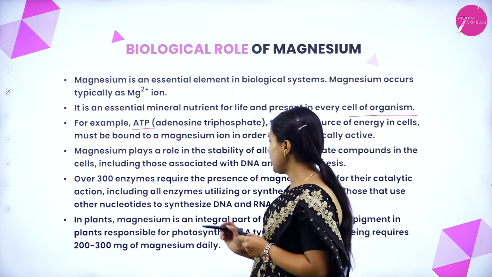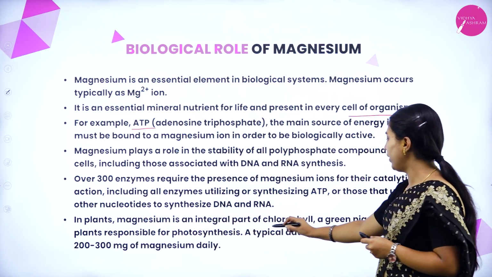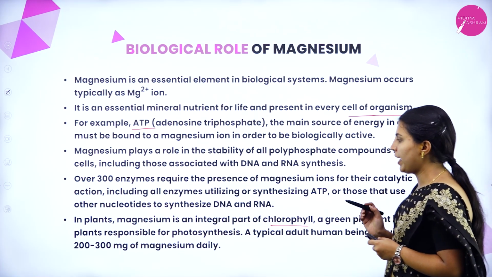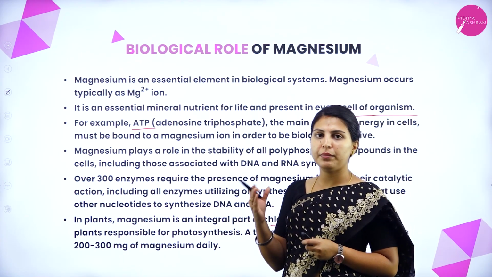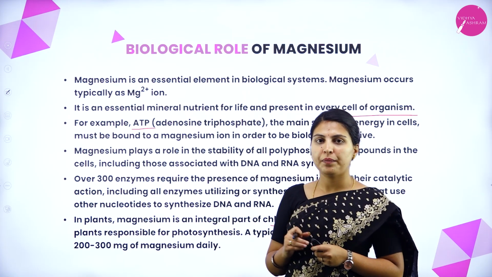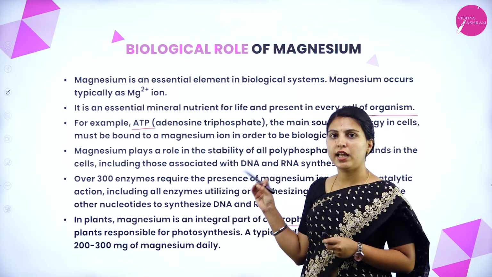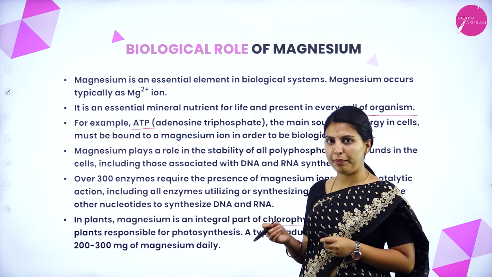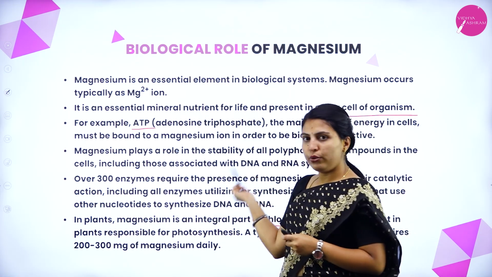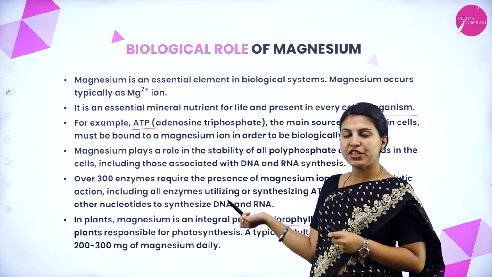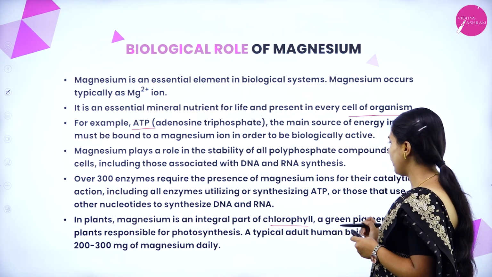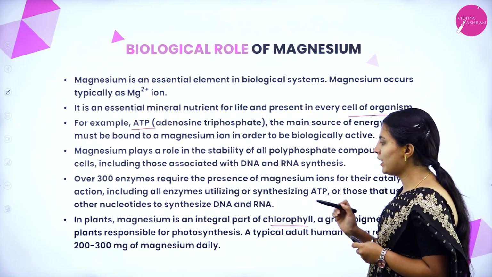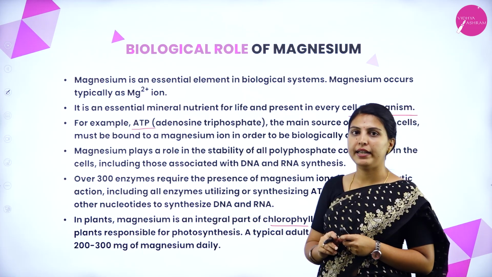In plants, magnesium is an integral part of chlorophyll, a green pigment in plants responsible for photosynthesis. We know from the lower classes that photosynthesis is done by chlorophyll pigment in the chloroplast, but to run the photosynthesis, magnesium is also an integral part. A typical adult human being requires 200 to 300 mg of magnesium daily.